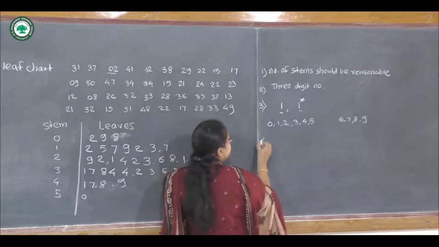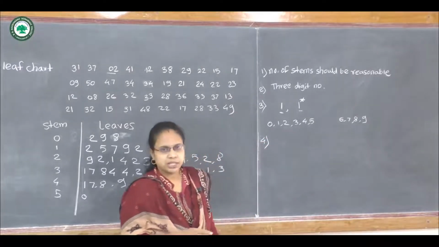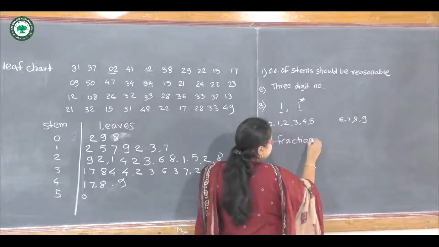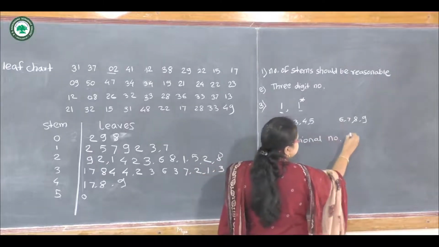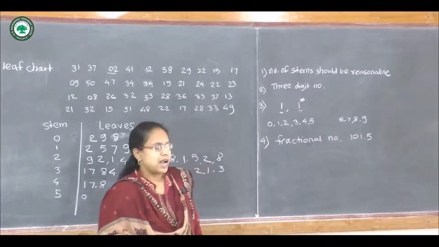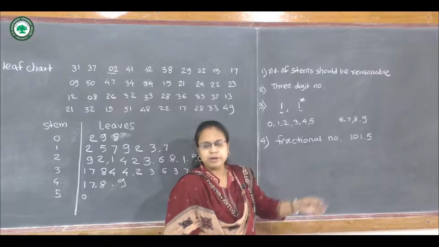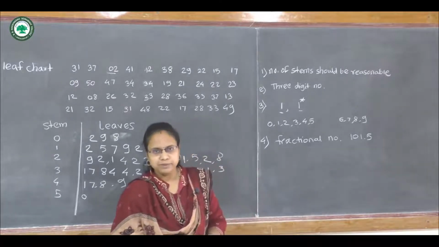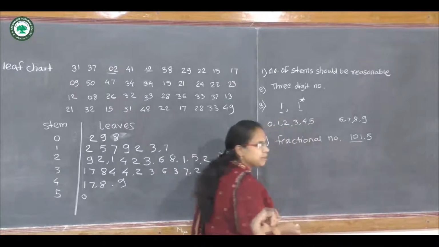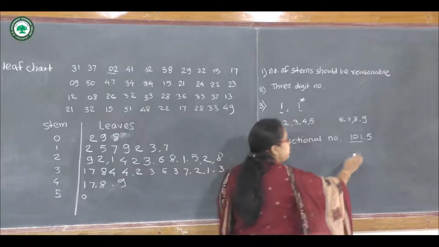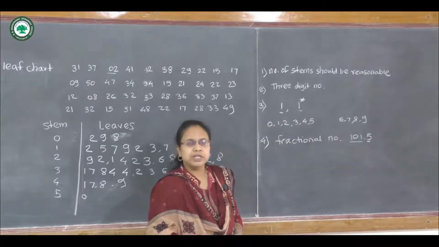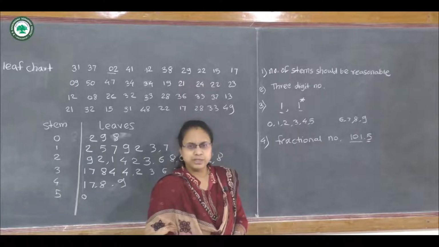Then the next remark is, suppose we have a fractional number. Suppose we have 101.5. The numbers are in fractional form and we want to draw the stem and leaf chart. Then we can take the integer part as the stem and the fractional part, this 5, can be taken as the leaf. So in this way we can draw a stem and leaf chart.